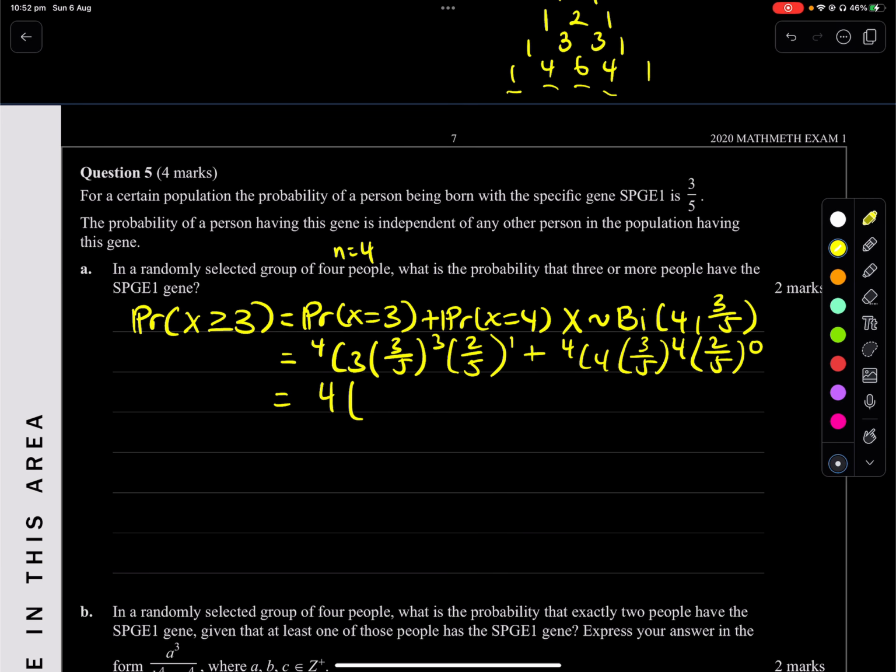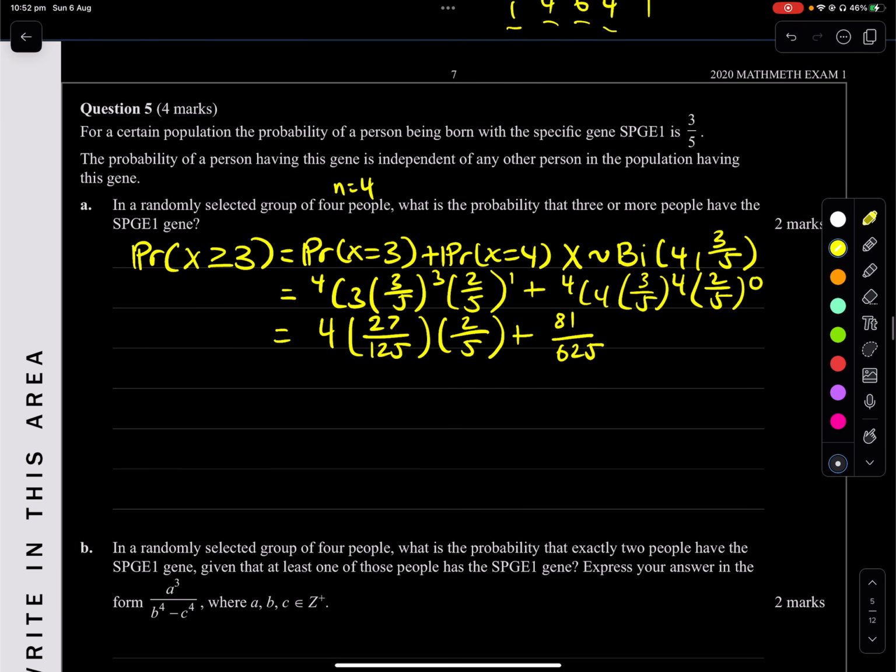So 3 times 9, so it'll be 27 over 125. 2 over 5 plus that'll be 4 choose 4 is 1. So 3 to the power 4 is 81, over 625, and that'll be 1 anyway. So simplifying this further.